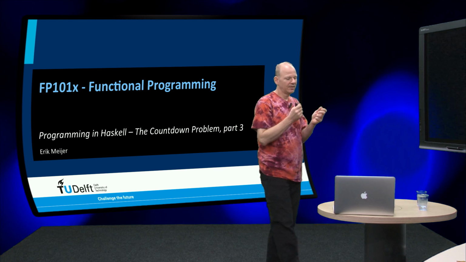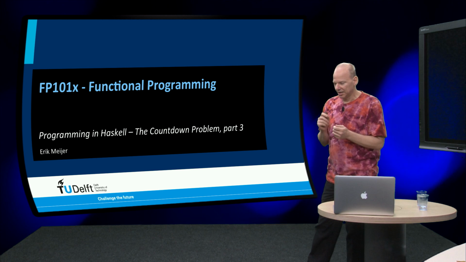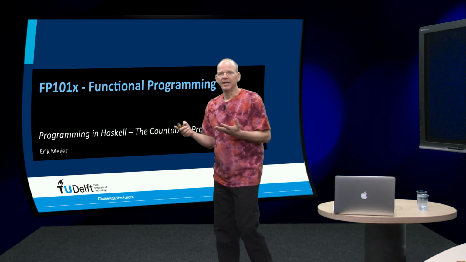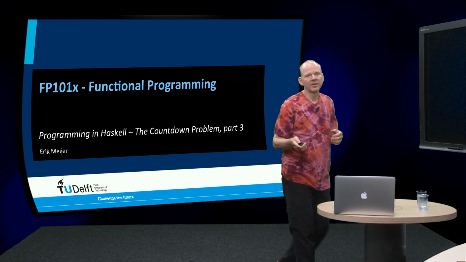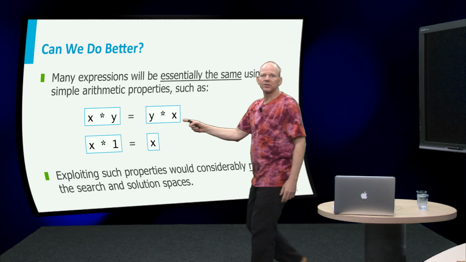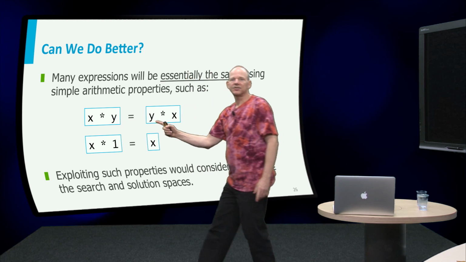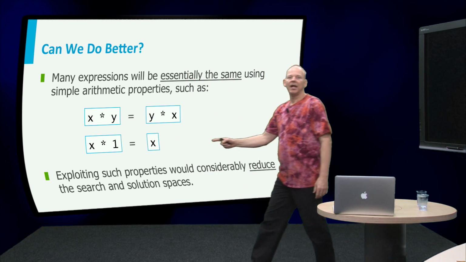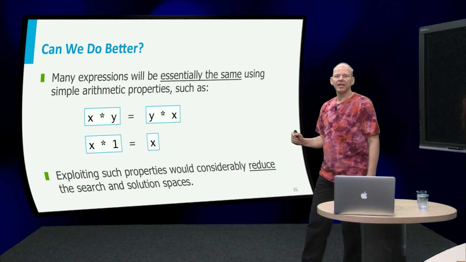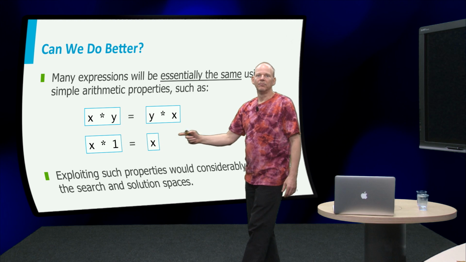In particular, the fact that multiplication is commutative and the fact that 1 is the neutral element for multiplication. Okay, so these are the properties we're going to use. Multiplication is commutative, and 1 is the neutral element for multiplication.